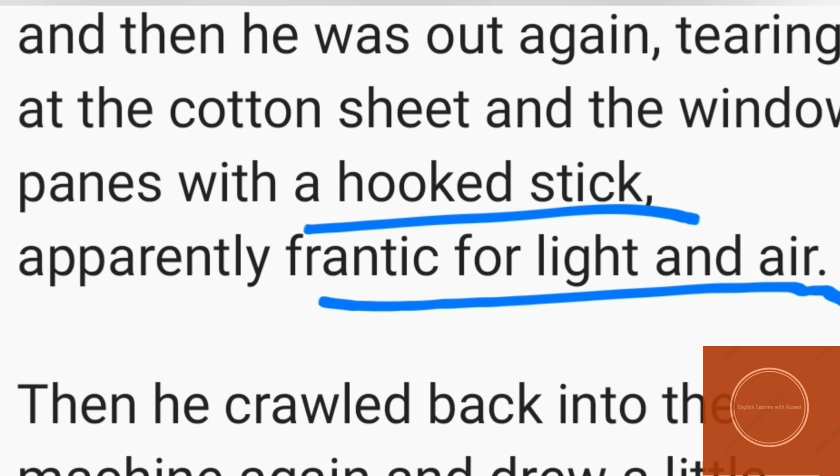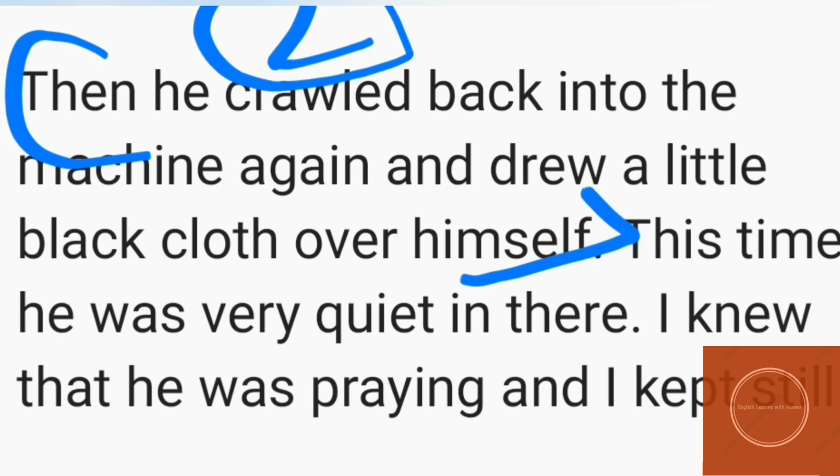Because it's difficult to breathe, we can say, when he goes inside. Then he crawled back into the machine again and drew a little black cloth over himself. So this is the second time he goes into the machine. What does he do this time? He goes into the machine, and he draws a little black cloth over himself. This time he was very quick in there.